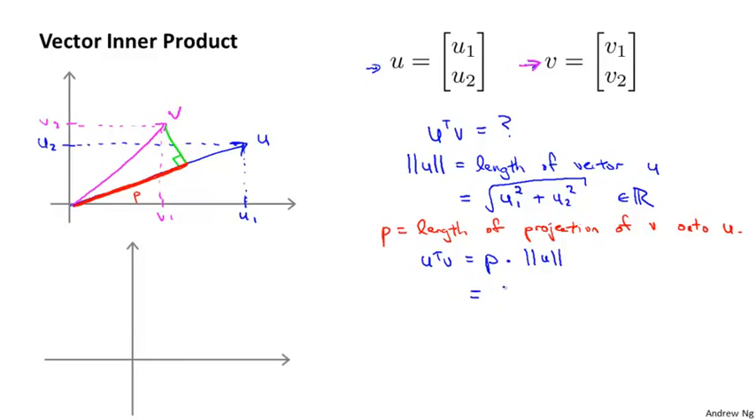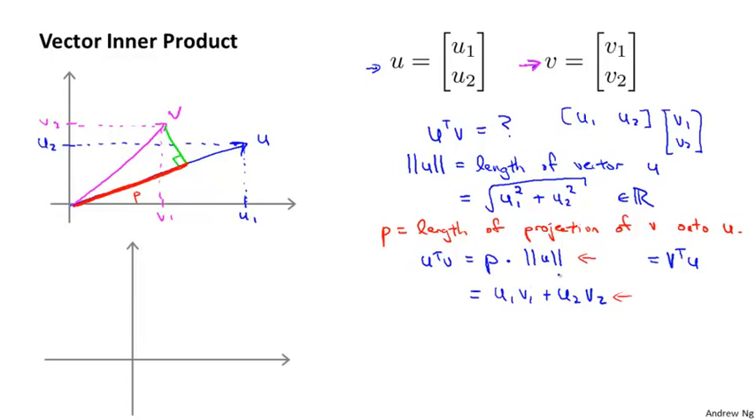Which is if you take u transpose v, then u transpose is this u1, u2. This is a 1x2 matrix, and then times v. And so this should actually give you u1 v1 plus u2 v2. And it's sort of a theorem of linear algebra that these two formulas give you the same answer. And by the way, u transpose v is also equal to v transpose u. So if you were to do the same process in reverse, instead of projecting v onto u, you could project u onto v, and you should actually get the same number, whatever that number is.